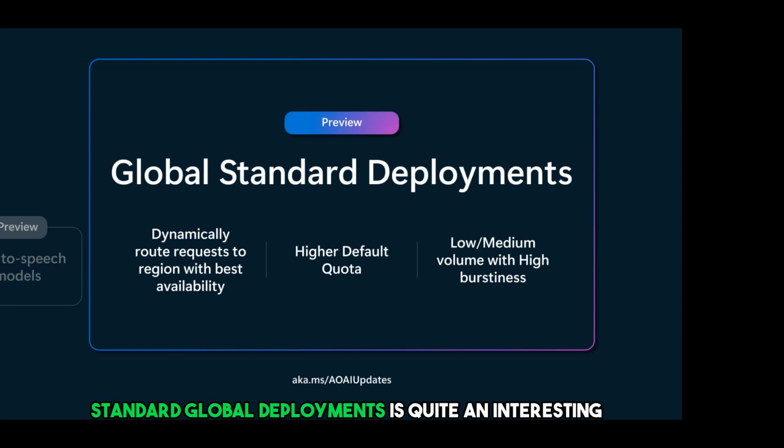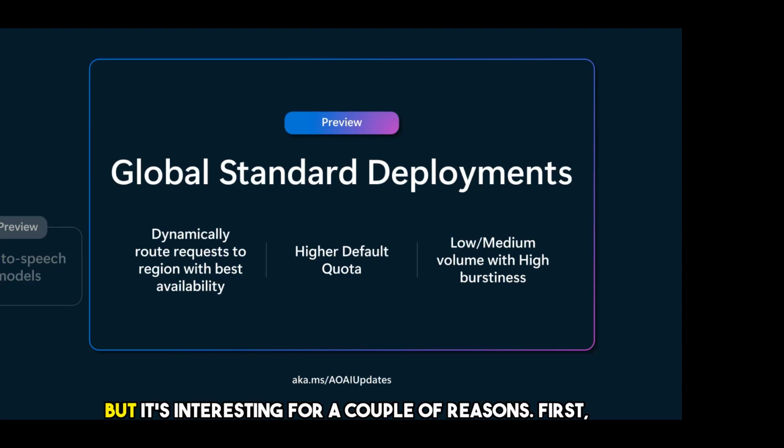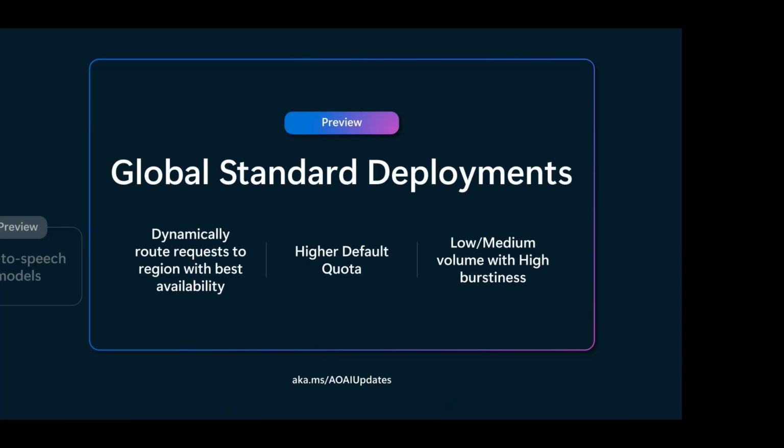Standard global deployments is quite an interesting thing that came up over Build as well. It was sort of skimmed over a little bit also. In fact, my colleague had put the slide together because we couldn't find one on it. But it's kind of interesting for a couple of reasons. So first, when you deploy an Azure OpenAI model, at the moment you pick a region, right?